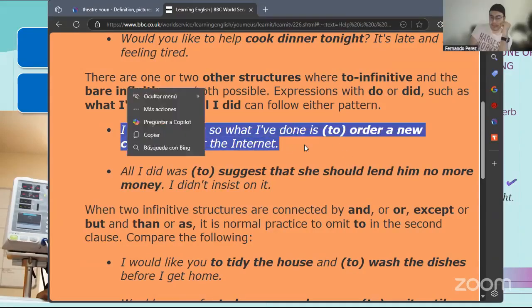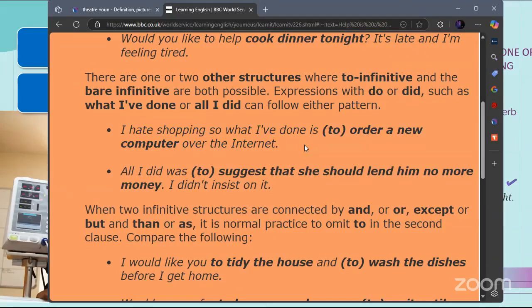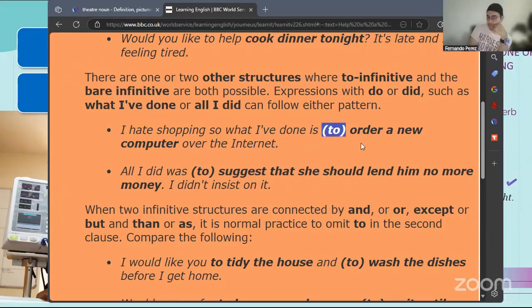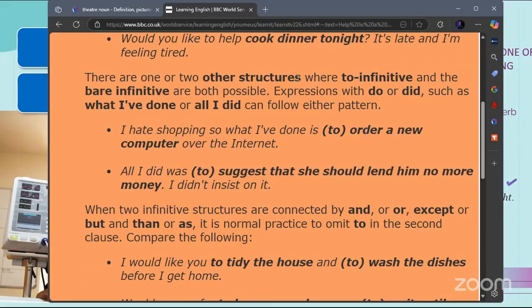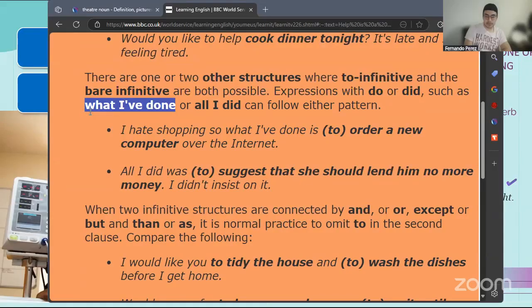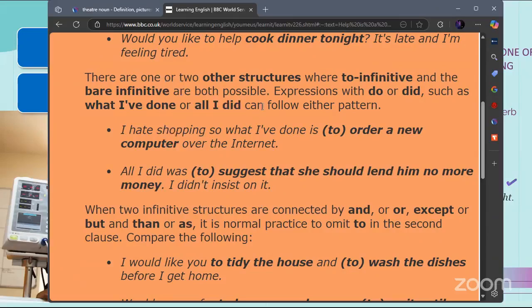Good. Try to read that again without the to. Okay? I hate shopping, so what I have done is order a new computer over the internet. Here's the omission of the connector to again. All I've done is order. This is with specific chunks. What I've done and all I did. This is not the verb help, but this is another chunk that we can consider. All I did was, all I did is, what I've done is, etc.